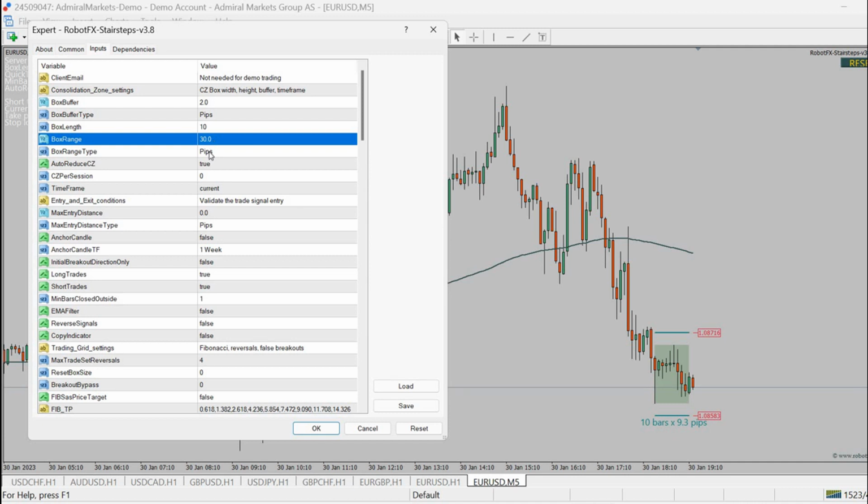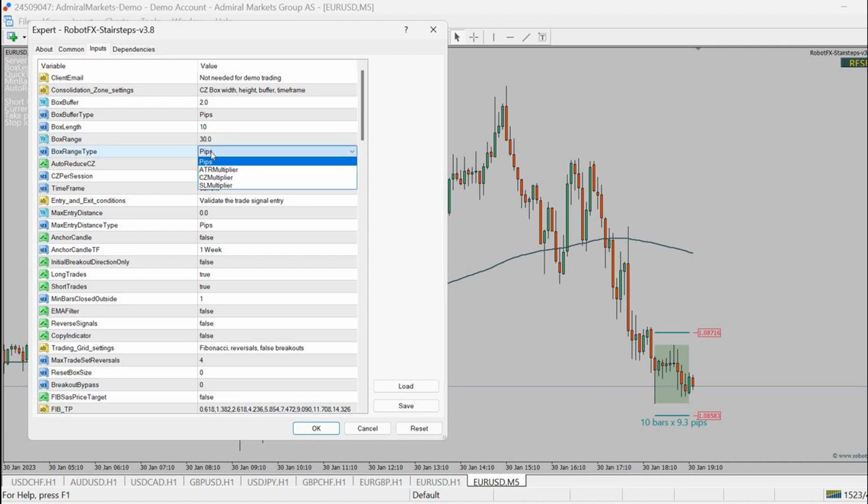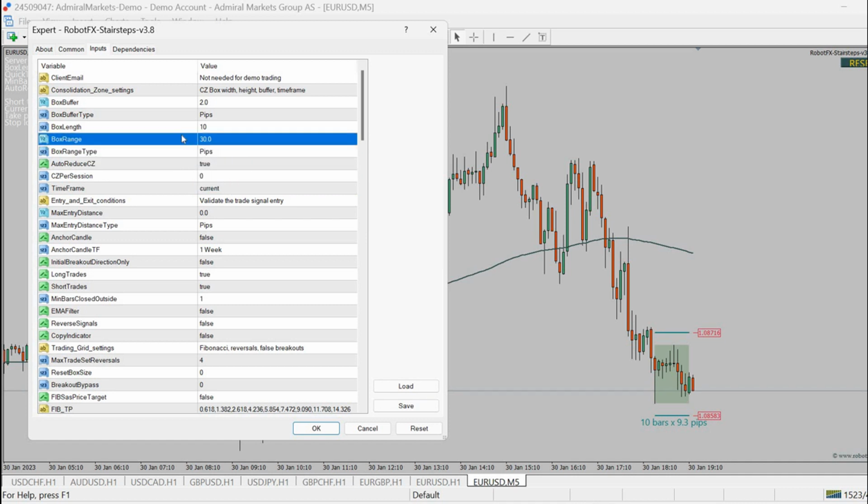And this also can be an ATR multiplier, consolidation zone, stop loss, and so on. In my example, it's in pips, and we can see that although the box range is set to 30 pips in the settings, the expert advisor drew a box that is only 9.3 pips in width or in range.